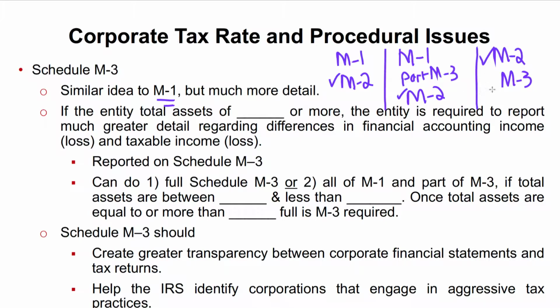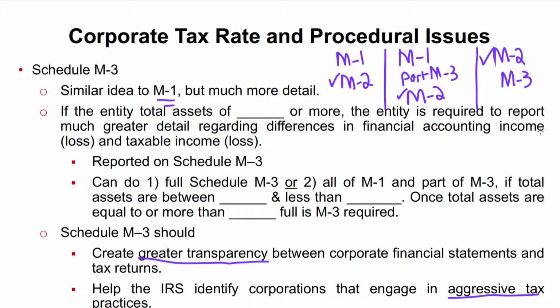But the M1 and the M3 kind of do the same thing. They reconcile book income, book net income, right, to taxable income. The idea, though, is the M3 is much more detailed. So it's even greater transparency between the corporate financial statements and tax returns, and it helps the IRS identify corporations that engage in aggressive tax practices. So it's basically the M1, but with even more detail. You just don't lump certain things together like you do with the M1.